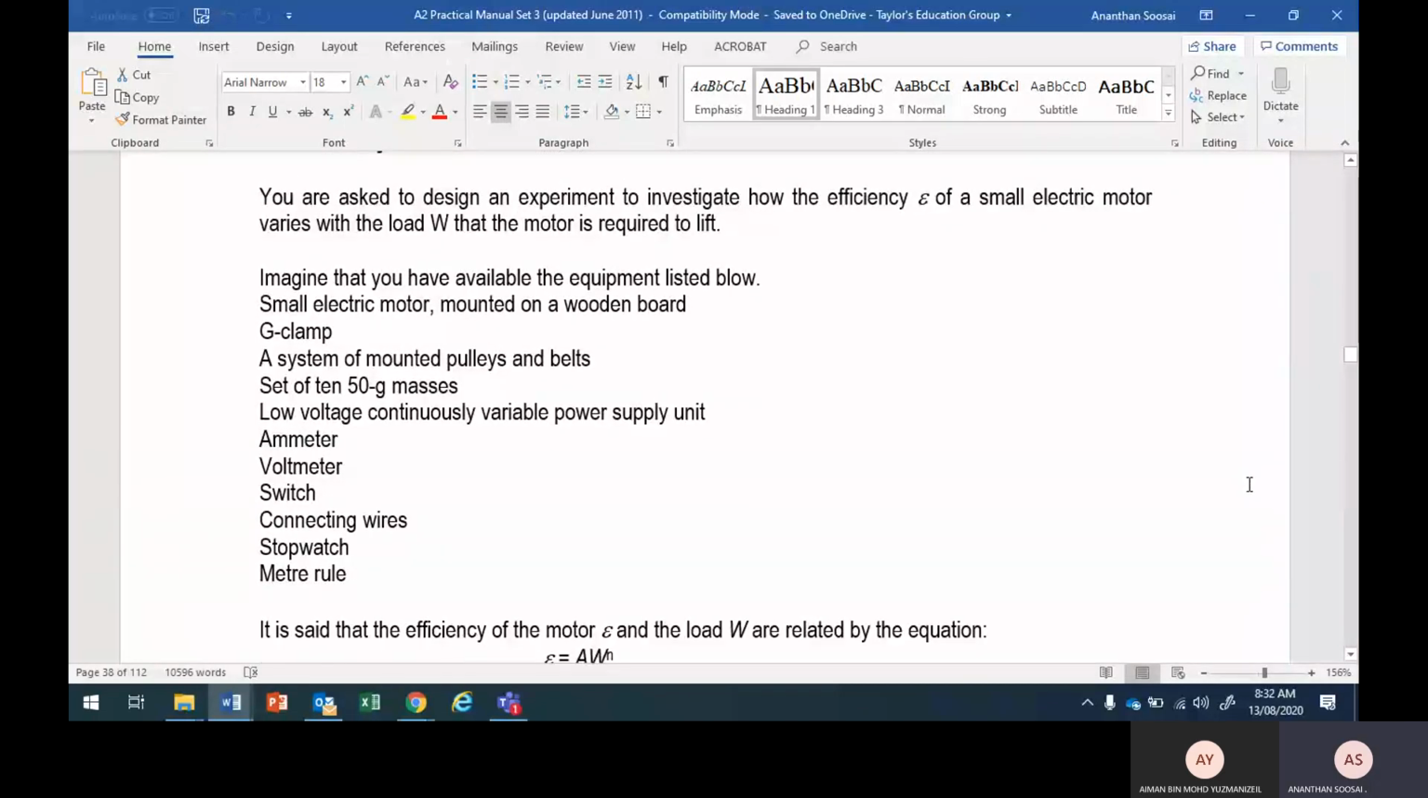Here a list of apparatus is provided. You can use this list, or if you want to add something else not from this list, that is also allowed. Okay, this is just a suggestion. You can use it, and on top of that, if you want to add some other instrument from what is in this list, it is still allowed.